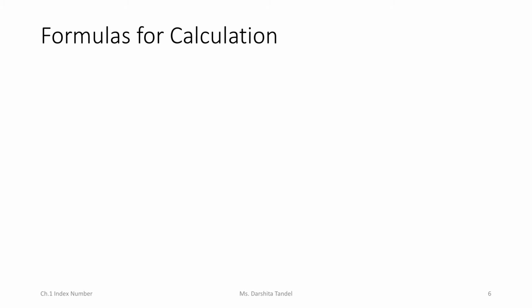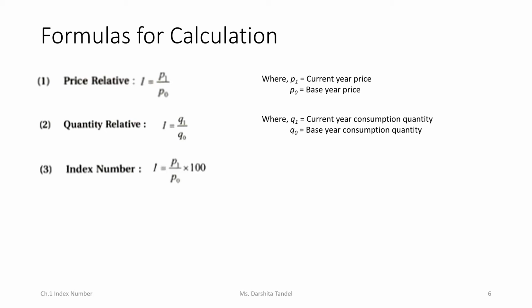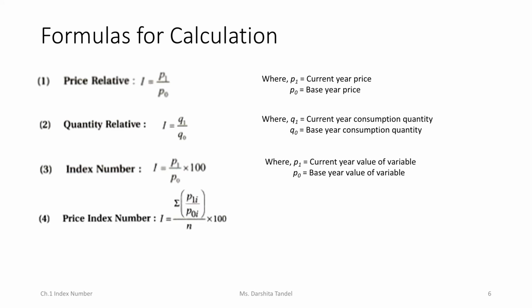Here are some formulas for calculation. First, price relative. I is equal to P1 divided by P0, where P1 is equal to current year price, P0 is equal to base year price. Second, quantity relative. I is equal to Q1 divided by Q0, where Q1 is equal to current year consumption quantity, Q0 is equal to base year consumption quantity. Third, index number is equal to P1 divided by P0 into 100, where P1 is equal to current year value of variable, P0 is equal to base year value of variable.